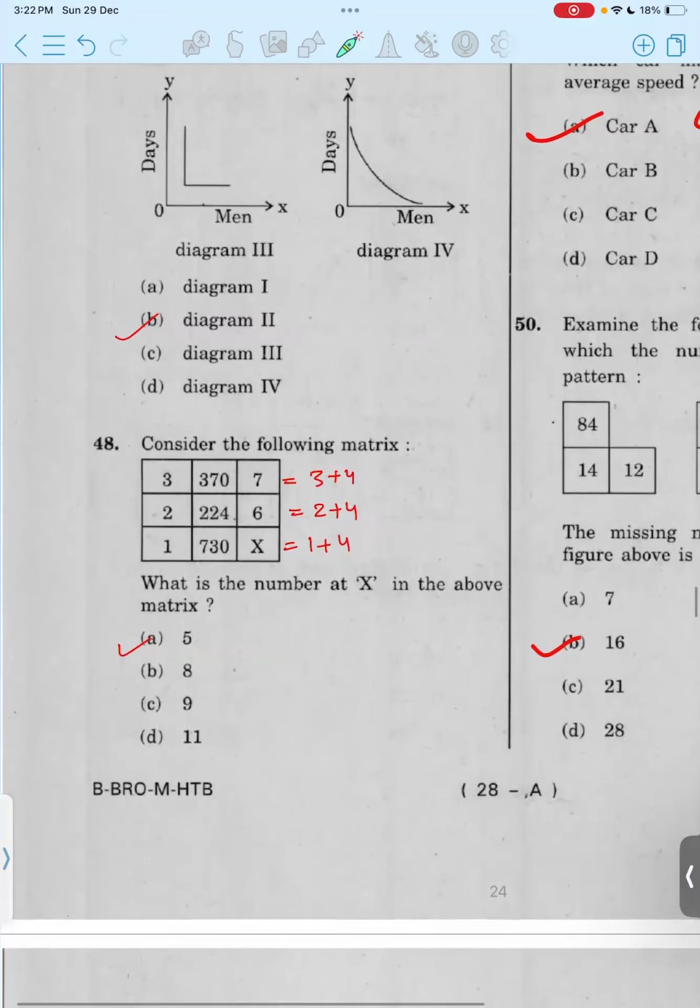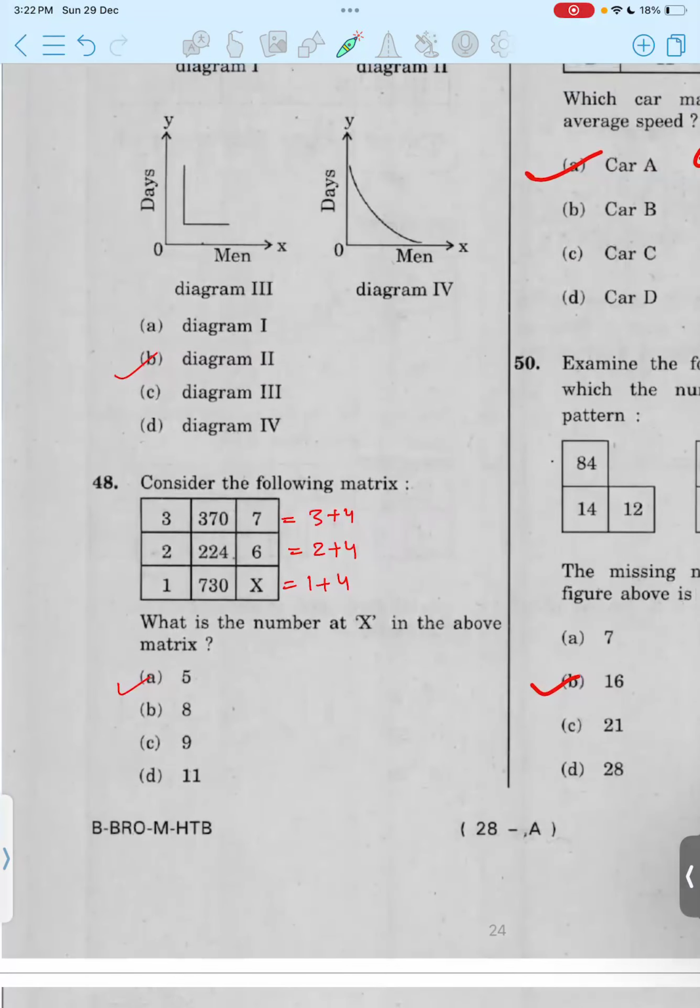In 48, we have to identify the pattern and what can be the value of X here. I simply used the logic of 3 plus 4 is 7, 2 plus 4 is 6, 1 plus 4 should be 5. However, this is not the right pattern here. The right solution is 9. You'll have to identify the relation between these two figures here, which I skipped and was a mistake. So C is the right option.